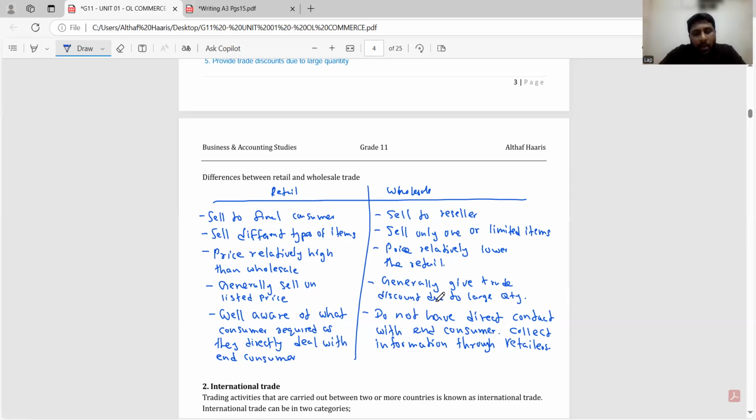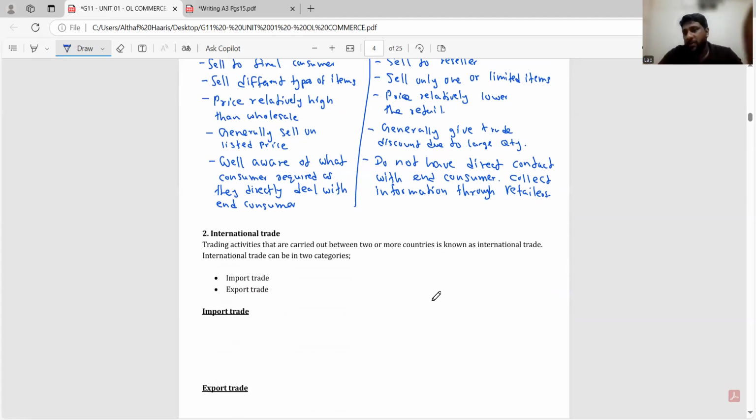Okay, now let's move to the next one. So with that, we are done with domestic trade. Now let's move to international trade. Domestic trade is within the country, international trade is with other countries. Trading activities that are carried out between two or more countries are known as international trade. So import trade, I told you people, is bringing other countries' items into our country, like bringing cars, phones, laptops, importing.